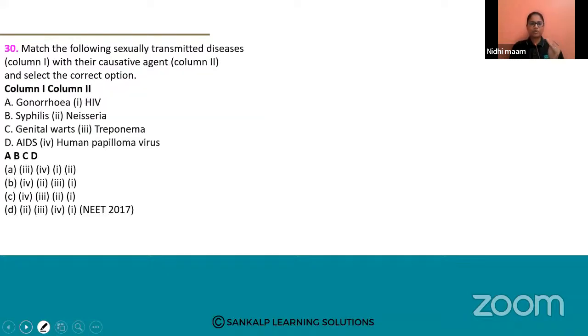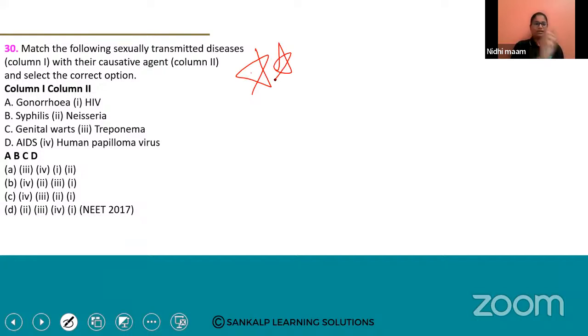Next question. Match the following sexually transmitted diseases with their causative agent and select the correct option. Very important question for board also, for CET also. So in column 1, actually it has been jumbled. Try to concentrate. Column 1, you have the diseases: gonorrhea, syphilis, genital warts, AIDS, right? So these are the diseases. In column 2, you have the causative agents: HIV, Neisseria, Treponema, human papilloma virus, right? So these are the causative agents.